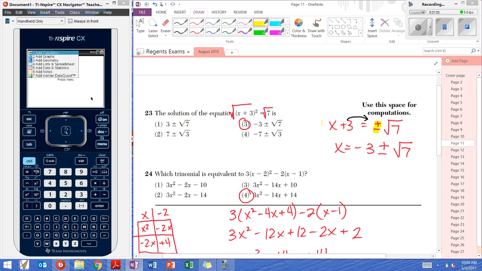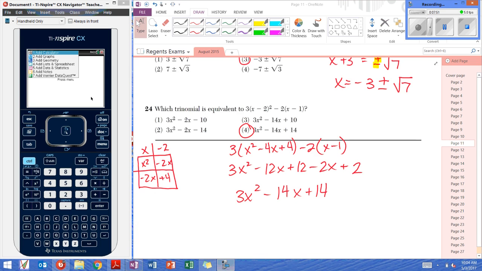Now, when I took the square root over here, we can see that x plus 3 is all alone now because the 2 and the square root sign canceled one another out. So x will equal, because I'm going to move the 3 over to the other side using inverse operations, negative 3 plus or minus the square root of 7. Answer choice 3.